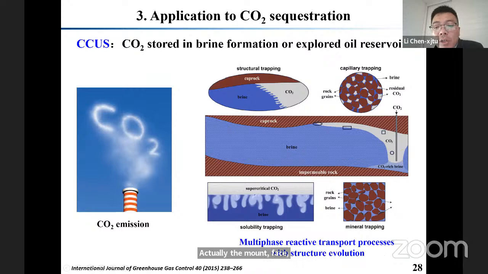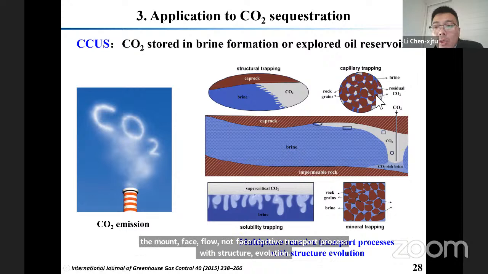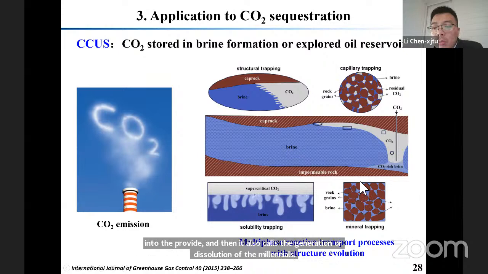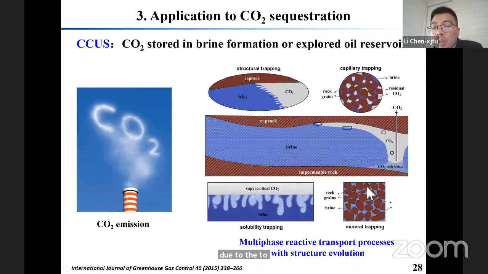You can find in the porous media the capillary trapping. That means the carbon dioxide bubbles are trapped in the porous rocks, and it also dissolves into the brine, and it also causes the generation or dissolution of minerals. You can find the structures of the rocks are changed due to the chemical reactions. Sometimes the rocks are dissolved, and sometimes new minerals are generated. So the structures of the porous media are changed.